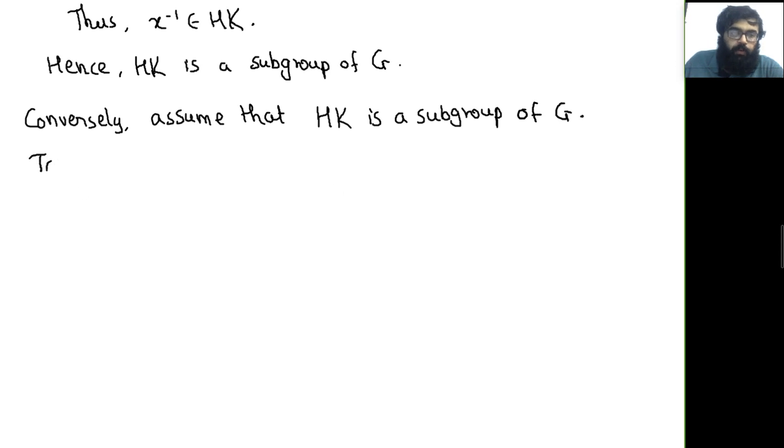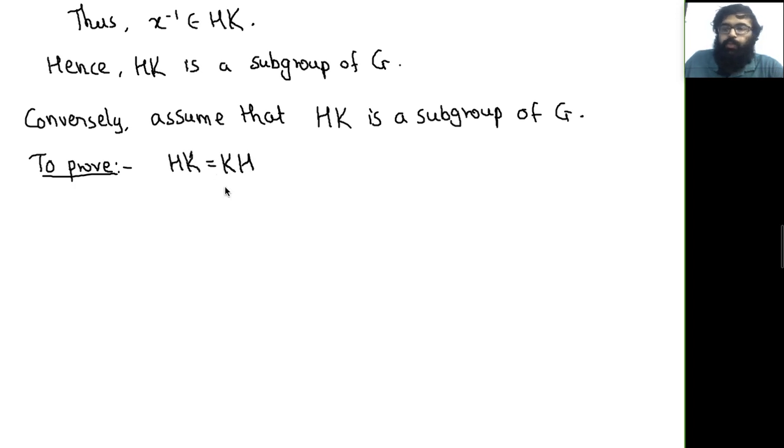And what do we prove? This is not the way to write it, I'm just writing to explain. We should not write like this. It is a very unorthodox method. Okay, so we have to prove that HK equals KH.